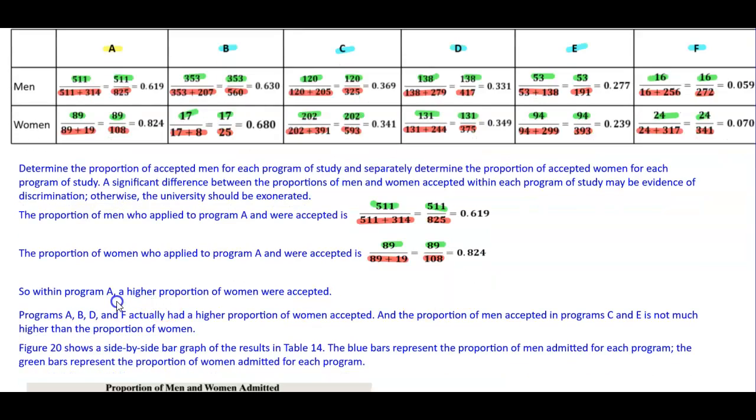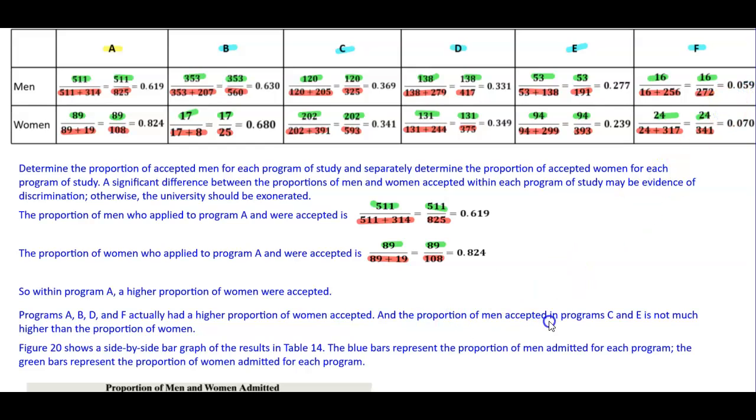So within program A, we can say that a higher proportion of women were accepted because that's 82.4% compared to 61.9%. Now programs A, B, D, and F actually had a higher proportion of women accepted because you can see here 82.4% was larger for women than men in program A. For program B, we had 68% compared to 63%. For program D, we had 34.9% compared to 33.1%. And for program F, we had 7% compared to 5.9%.